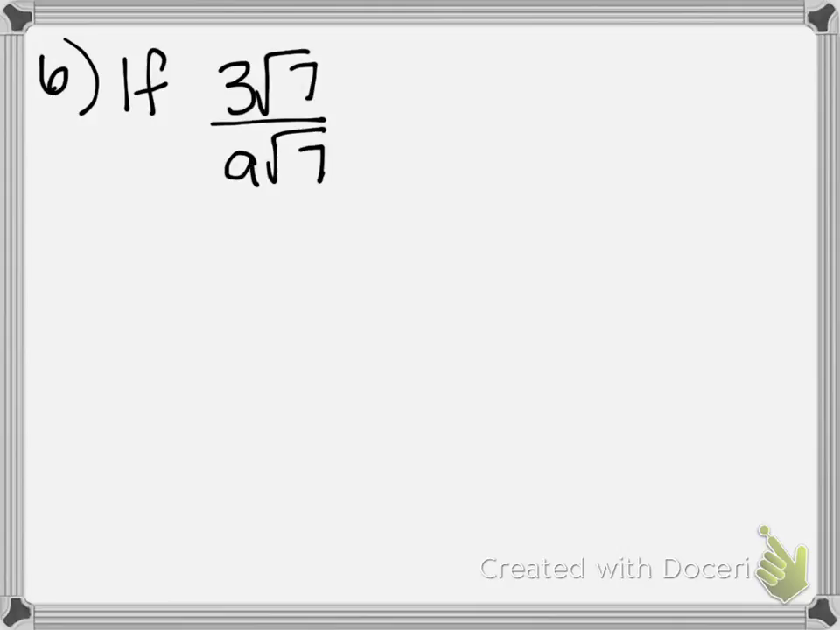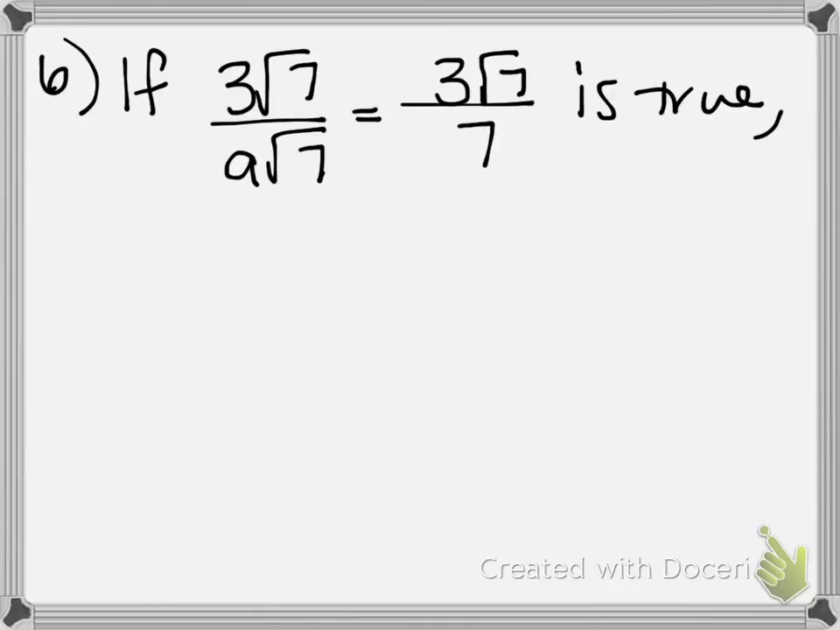Now let's look at number 6. Number 6 is like an ACT problem, so you might want to star this because it's probably going to show up. So if 3 square root of 7 over a square root of 7 equals 3 square root of 7 over 7, so if that is true, what does a equal?